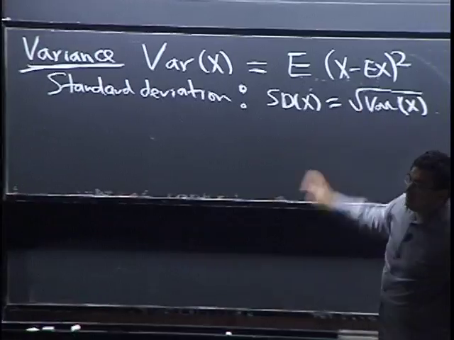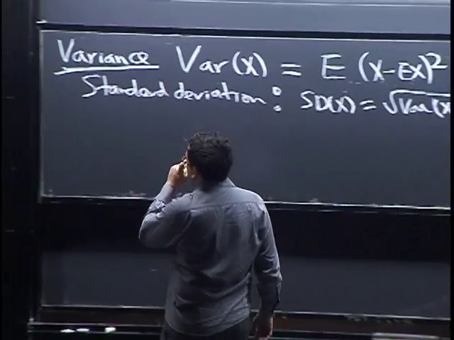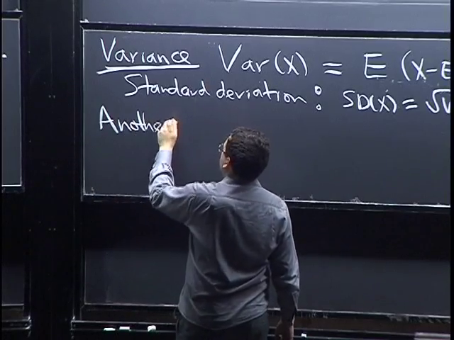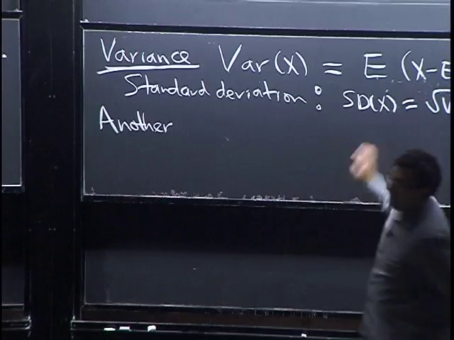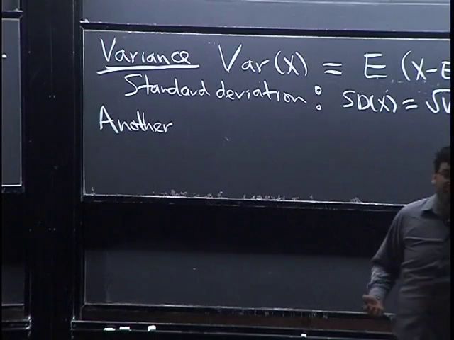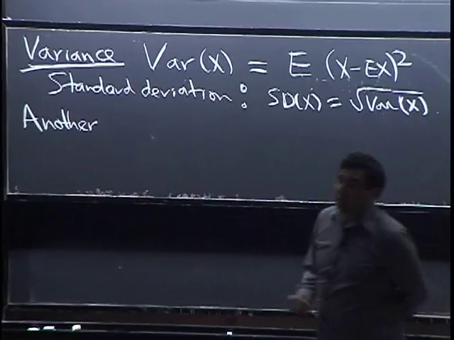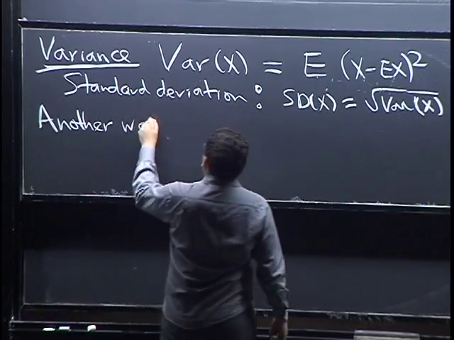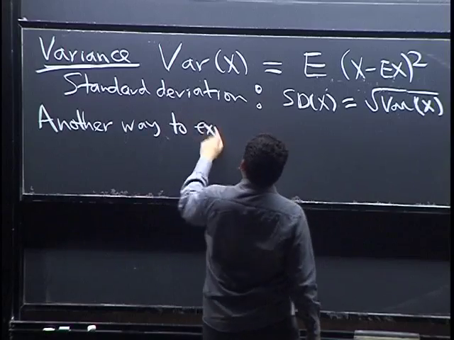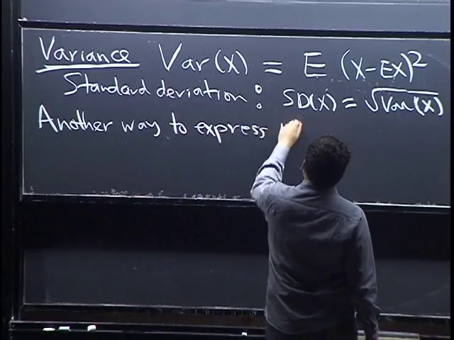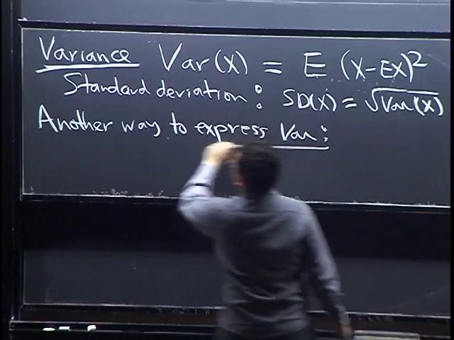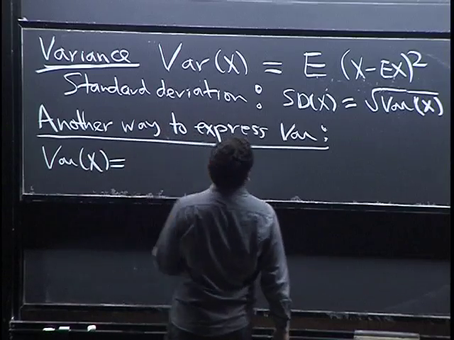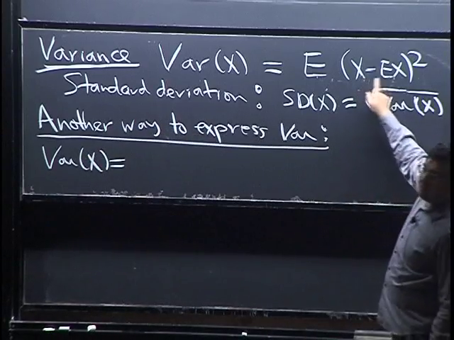Rather than doing this, there's another way to write variance, which is more commonly used than this one. This one's the usual definition, but the other way to write it, which I'm about to show you, is usually easier for computing it. Not always. Sometimes this one's easier. Another way to express variance: so we want the variance of x. Let's just expand this thing out.